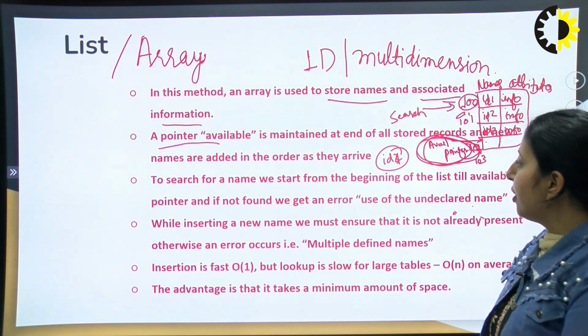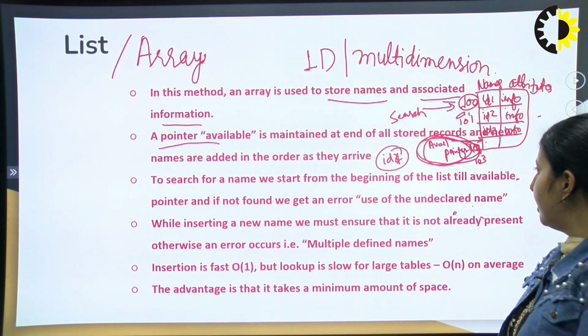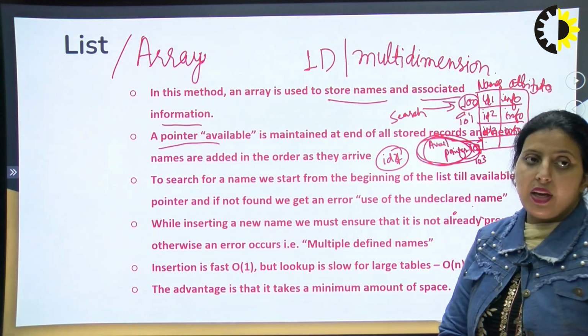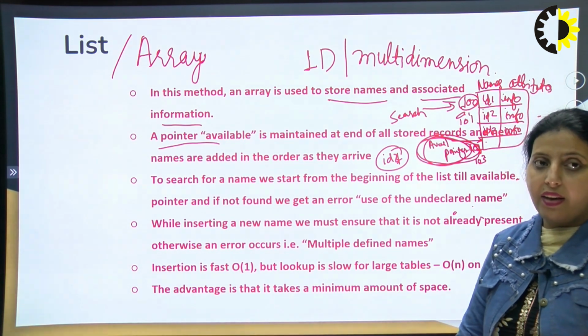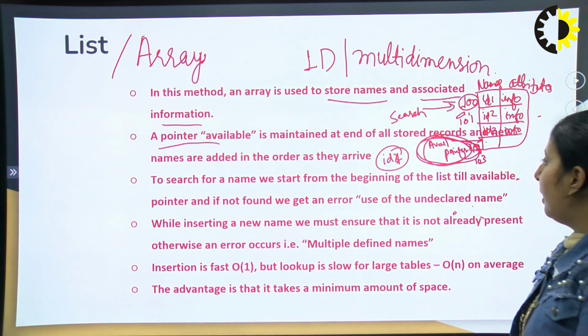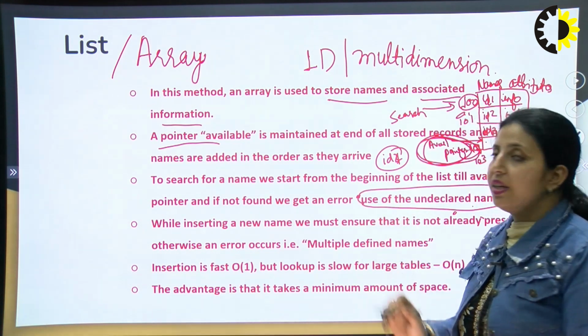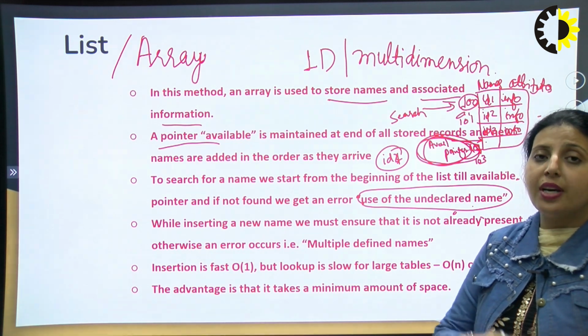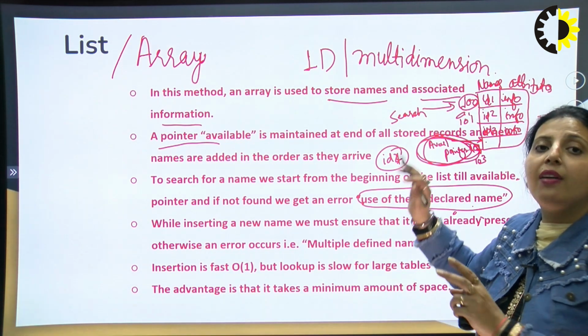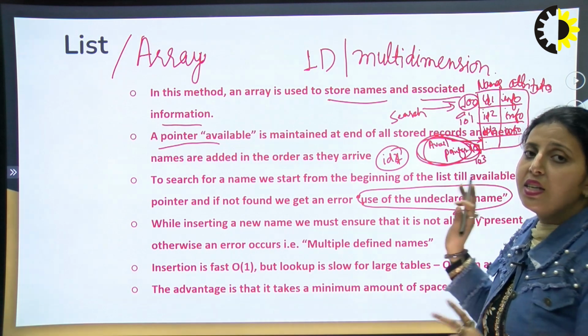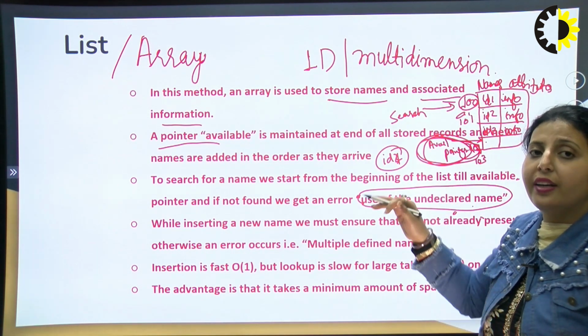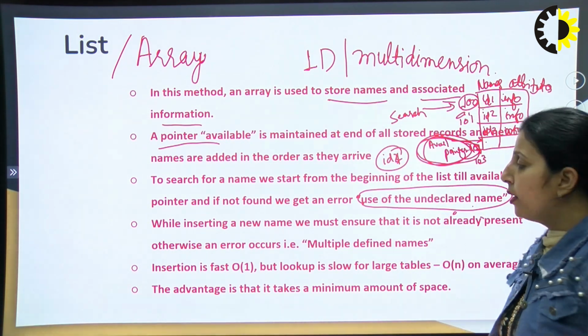So, to search for a name, we start from the beginning of the list till the available pointer, and if not found, we get an error, use of undeclared name. This error we will get if we search an undeclared variable, meaning a variable that we have not declared in the symbol table or in the program.